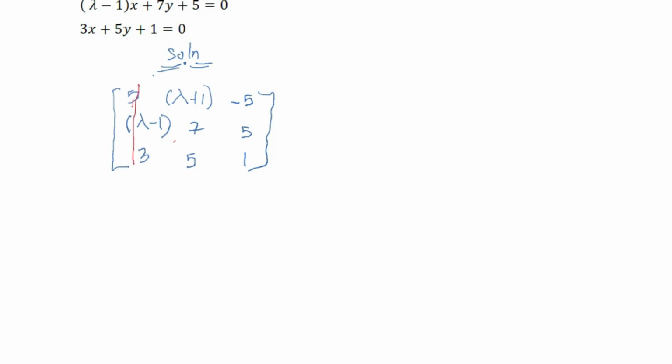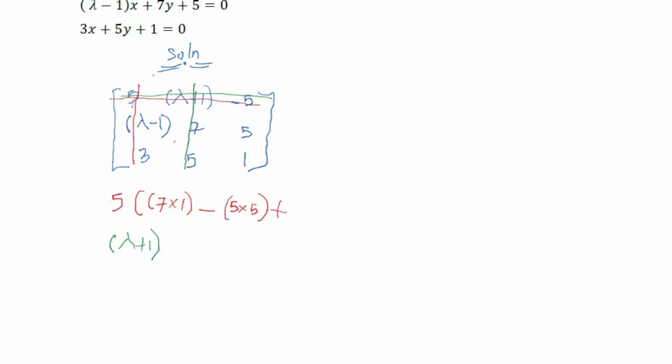For the first column of 5, we are going to be dealing with this. We are going to cancel out this. Therefore, for 5, we are going to have 5 open bracket 7 times 1 close bracket minus the other one, which is 5 times 5. So this is for the first one. So for the second one, which is this column, open bracket lambda plus 1.